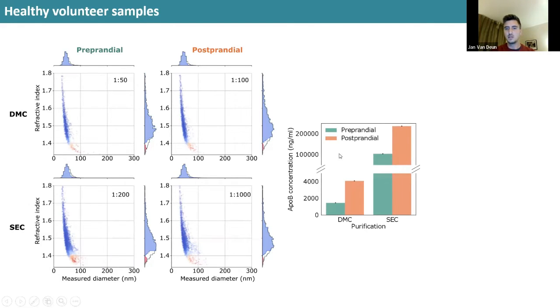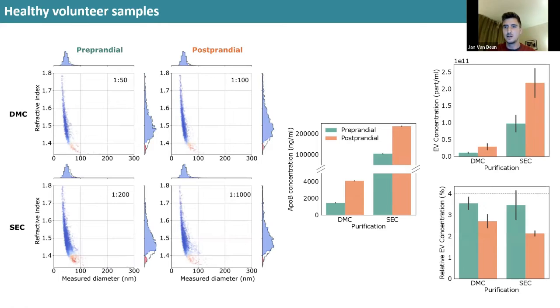Indeed, we did an ELISA for ApoB. So you can see pre and postprandial, indeed, there's an increase in ApoB concentration, because of course, after the fatty meal, you will have more circulating lipoproteins. And also there's a really, really big difference between the SEC and the DMC. The DMC is able to remove about 50-fold more ApoB containing lipoproteins than the SEC.